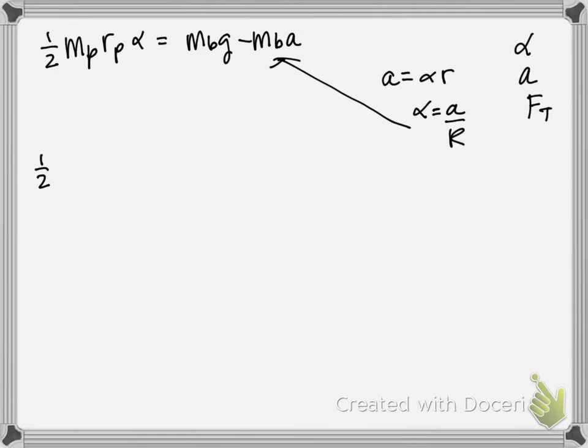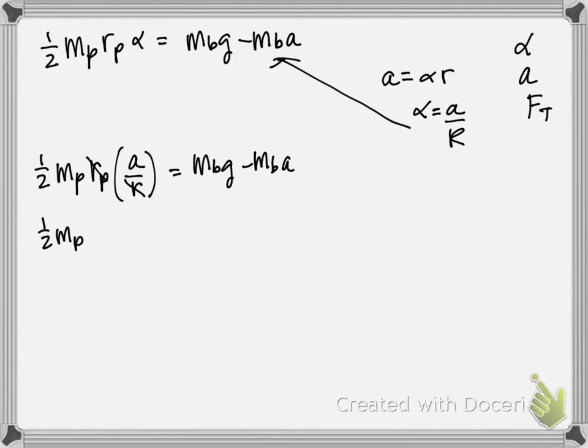It's just algebra. MP, RP, but now my alpha is A over R. So you can see something's going to cancel there, equals MBG minus MBA. Just FYI, I'm not factoring that mass out because I want to solve for acceleration, so it wouldn't do me any good at this point. So here go my radiuses. Okay, what do I have here? 1/2 the mass of the pulley times acceleration equals the mass of the block times G minus the mass of the block times A. So let's get our A's together because that's what I'm solving for.